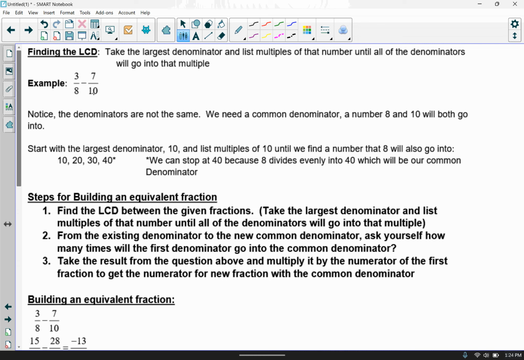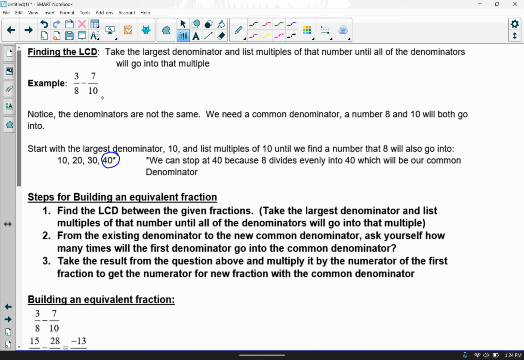So I know 8 won't go into 10, so the next multiple of 10 is 20. 8 won't go into 20 evenly either, because if you did 20 divided by 8 in your calculator, you're going to get a decimal, okay? So the next multiple of 10 is 30. Well, 8 won't go into 30 evenly either. So the next multiple of 10 will be 40. So think about it. I know 10 goes into 40, and yep, 8 will go into 40 as well. So that is going to be my common denominator, okay?